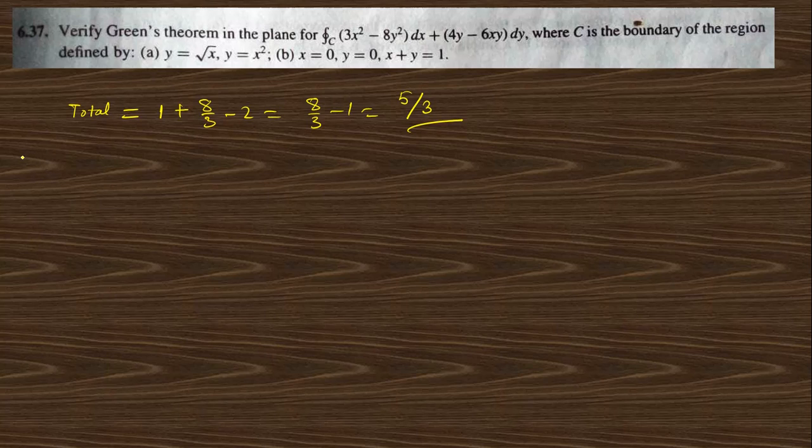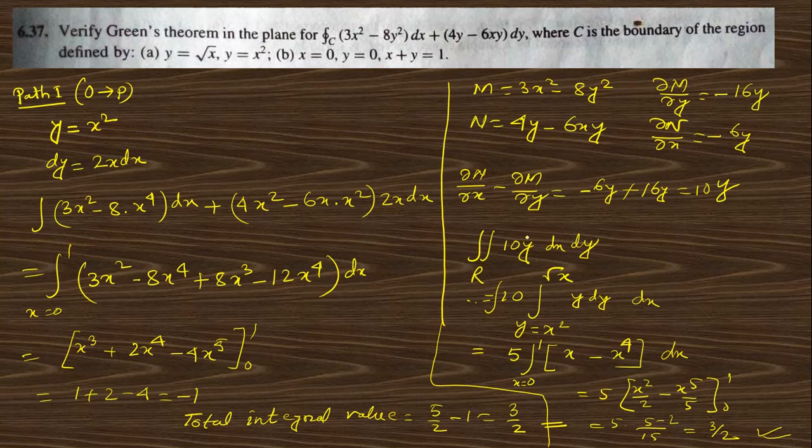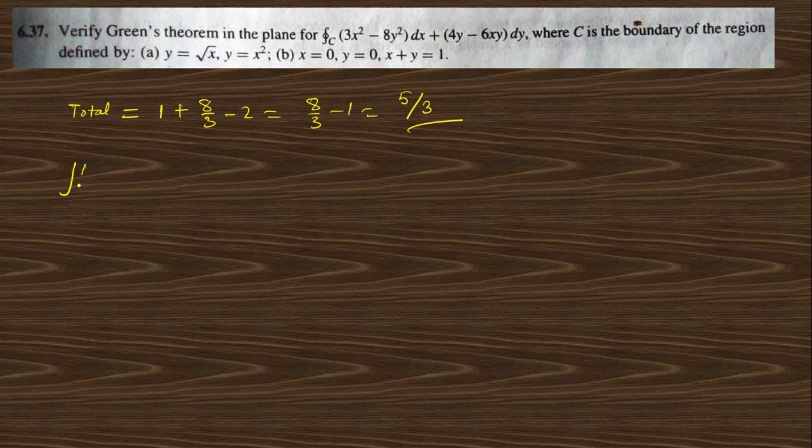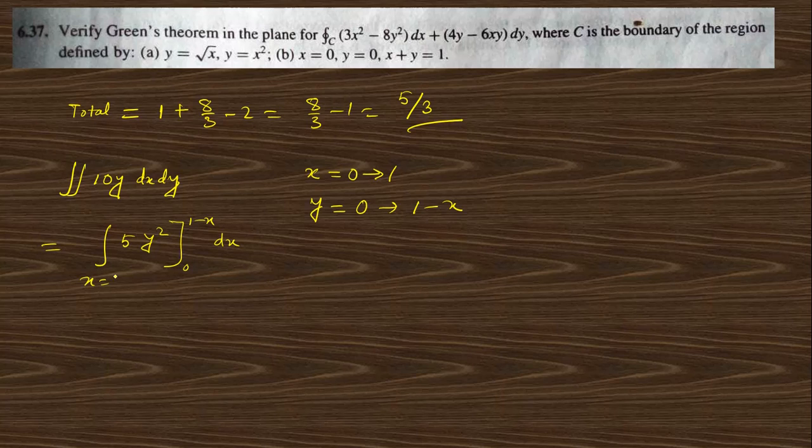So by Green's theorem we need to find del M del x and del M del y, which we already calculated in the previous one. This was the 10y, right? So we need to find the integral value of 10y dx dy. What is the change of x and y? Here x is 0 to 1 and y changes from 0 to 1 minus x. Okay, so if we integrate at first, that is 5y square, and y changes from 0 to 1 minus x, dx integration, x equal to 0 to 1.